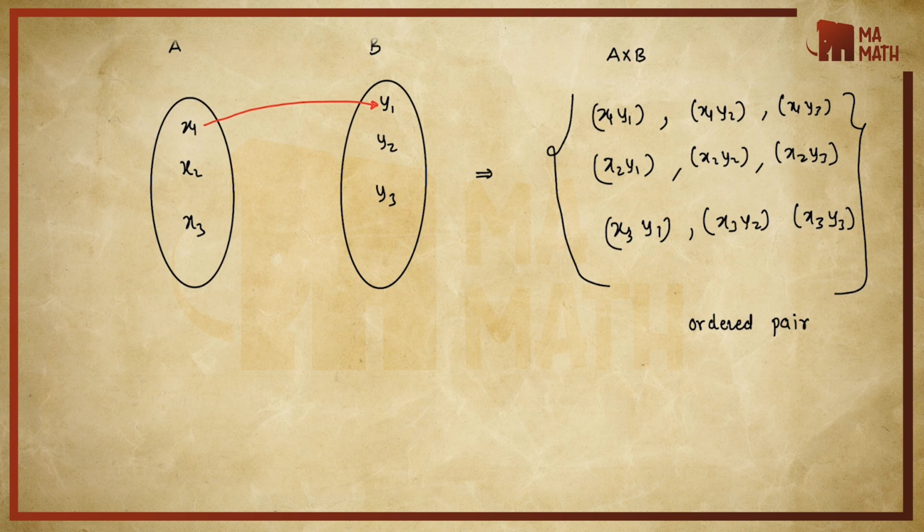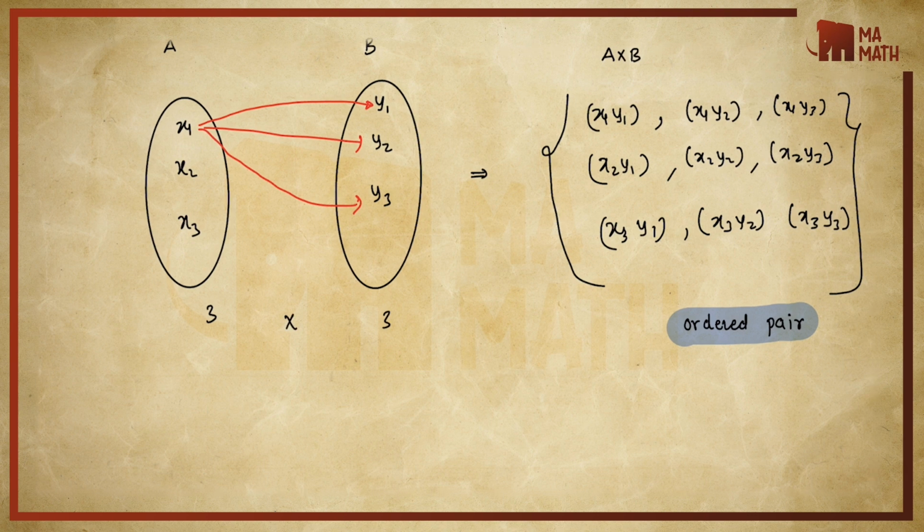So let's understand that. Basically when we have two sets, let's say A and B, and we want to find a relationship or some kind of connection between them, we have this kind of ordered pair. That is, x1 is mapping to y1, x1 is mapping to y2, x1 is mapping to y3. So all this sort of mapping we get from here, and that particular set is called the ordered pair set. It has 9 elements because there are 3 elements here and 3 elements here. So totally we will have 9 elements.